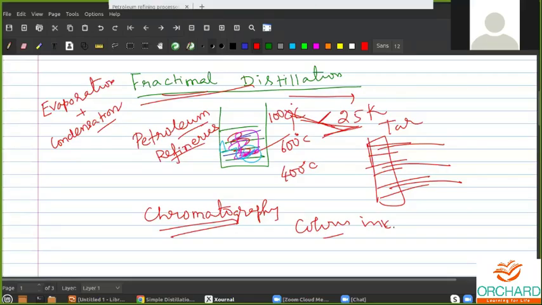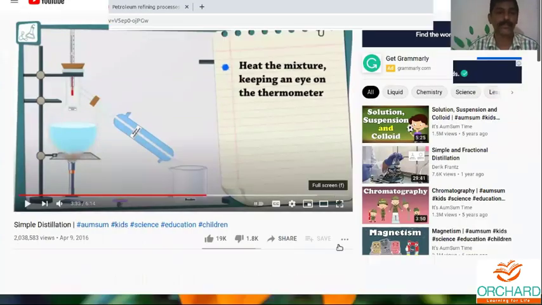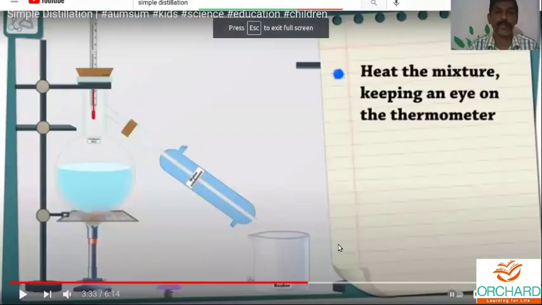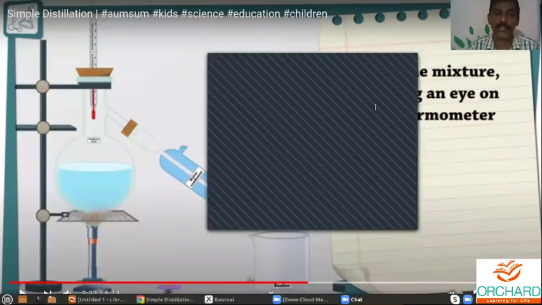Now, just watch the video. Are you able to see the screen? So please confirm if you are able to see the screen. Yes or no? Can you see the screen? Yes. Okay, fine. Thank you.